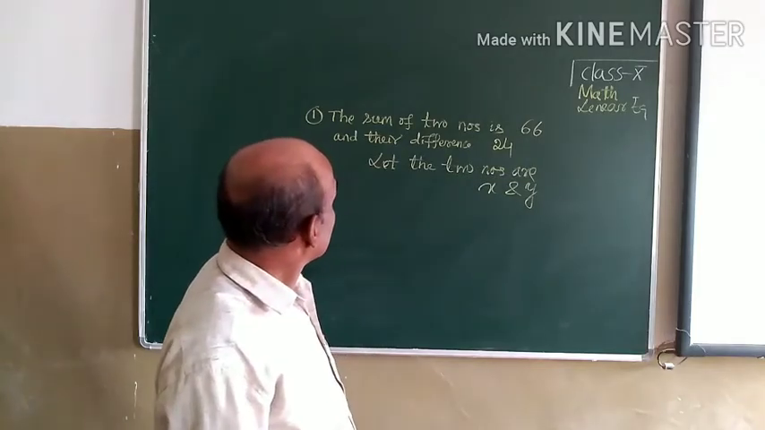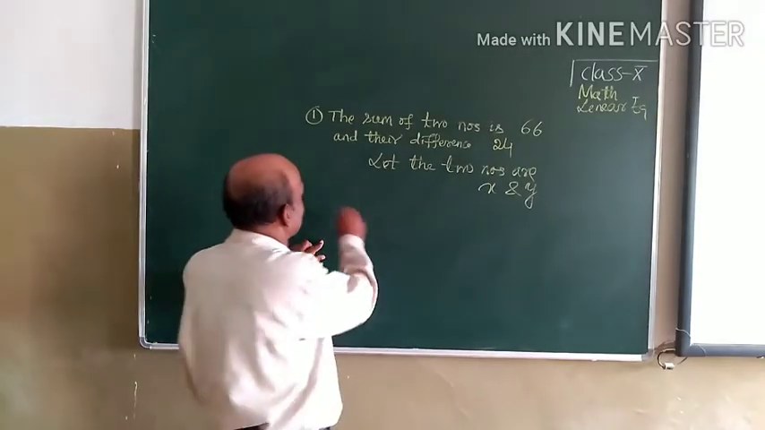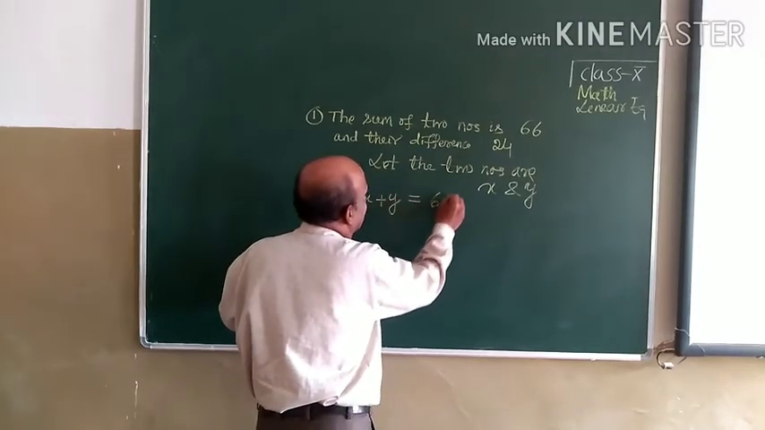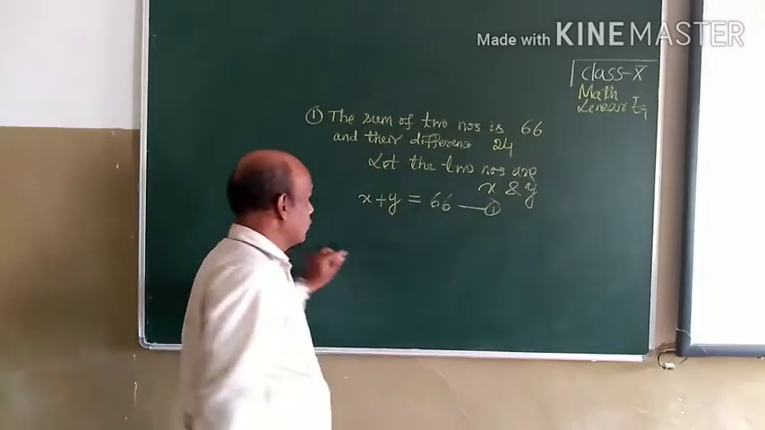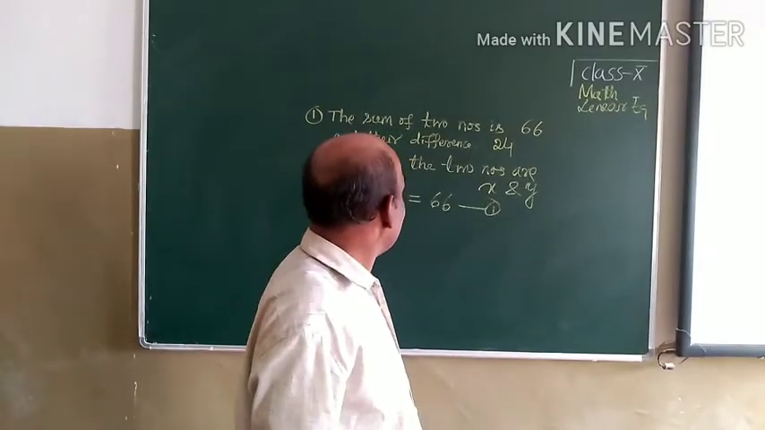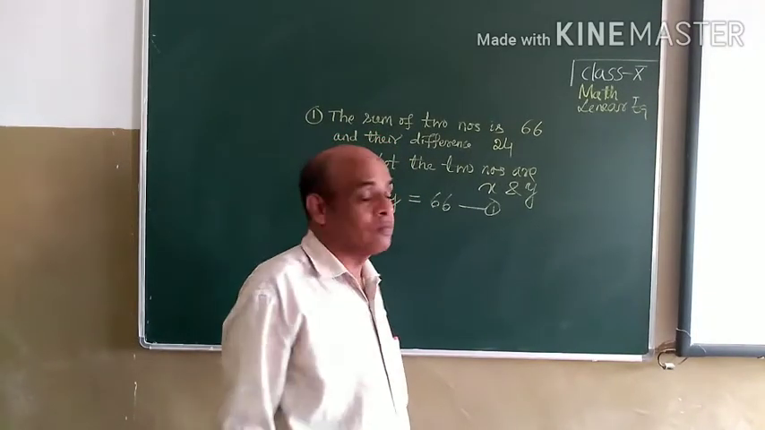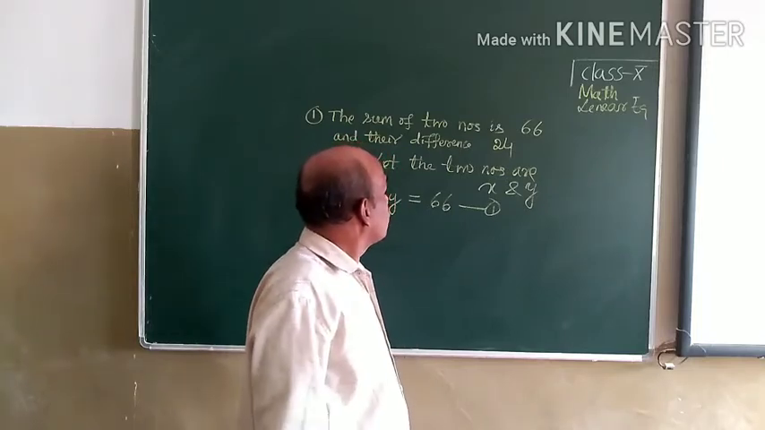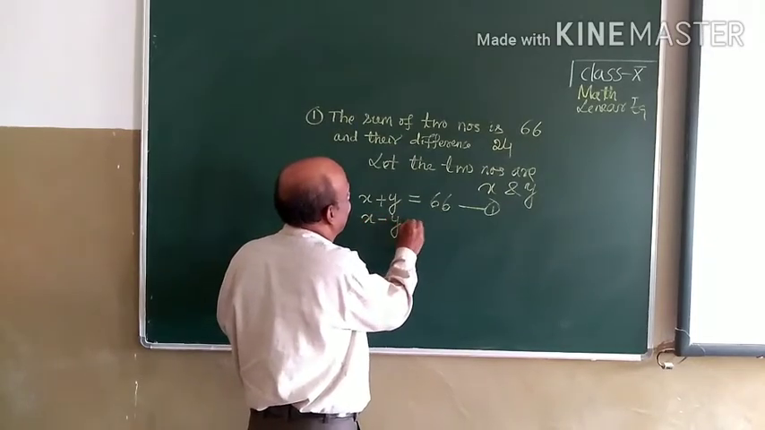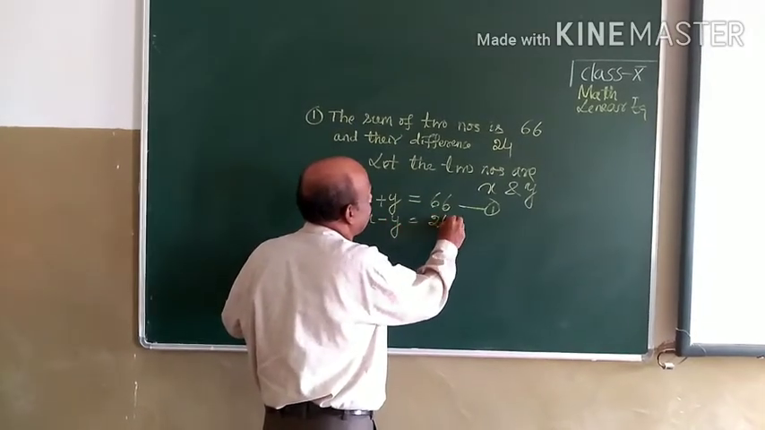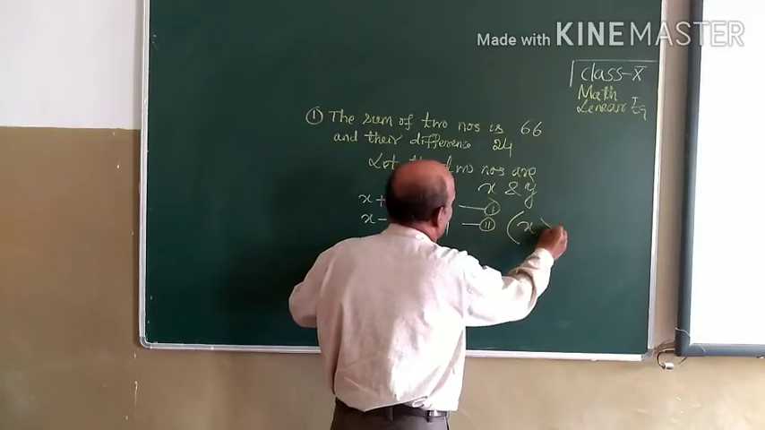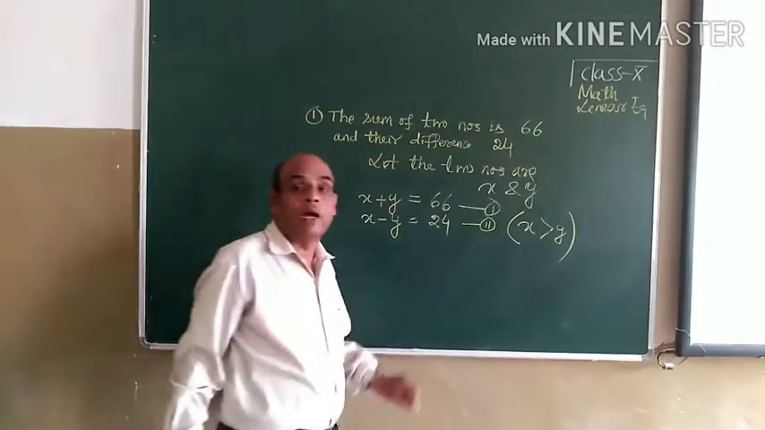Then what is given? Sum of two numbers is 66. It means, as per the question, x plus y is equal to 66. And the difference is 24, so we write x minus y is equal to 24, equation number 2. And within bracket we write x greater than y.